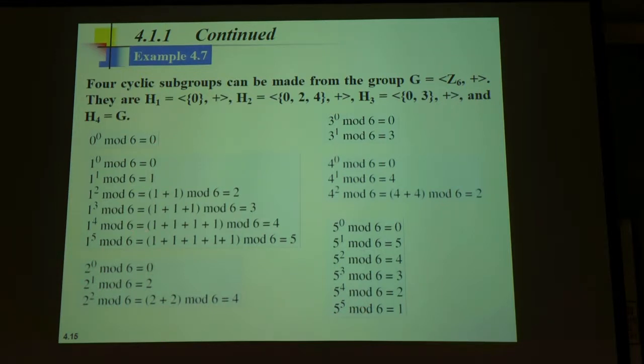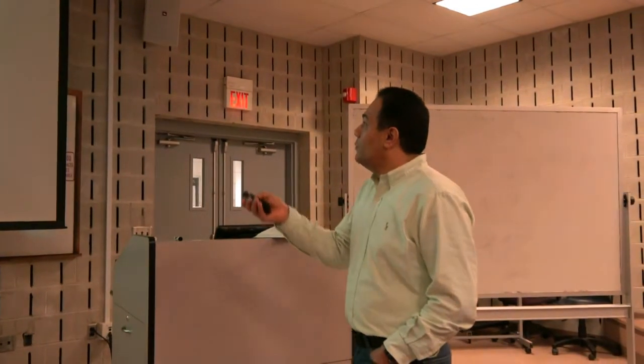Okay? So you understand what a cyclic group is. Cyclic keeps repeating. Okay. So from this operation, how many cyclic subgroups do we have? 4. H1, H2, H3, H4. What do you notice about these subgroups? Do you notice anything?